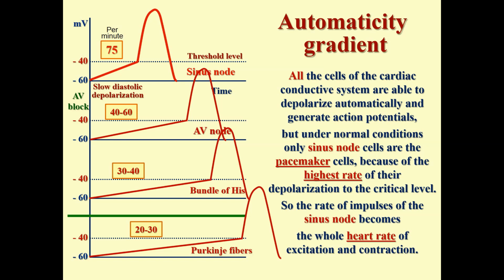So now I hope you understand the automaticity gradient, that all the parts of the conductive system are able to do it, but naturally the activity of lower portions is suppressed by sinus node, which is the natural pacemaker of the heart. The other parts can become pacemaker, so we say they are latent pacemakers, but under normal conditions their activity is suppressed and they don't generate impulses automatically and simply become excited by impulses that come from the sinus node.